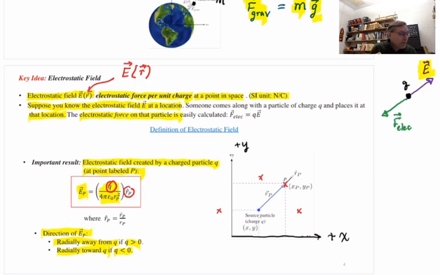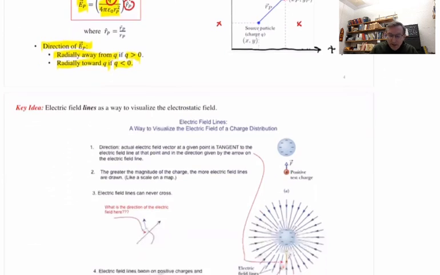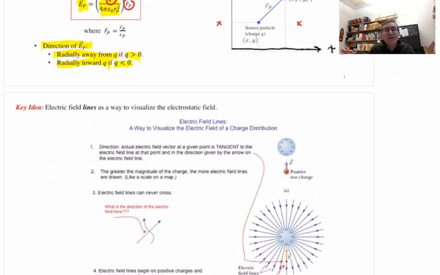So we do have, last thing I want to tell you in this lecture, we do have a way to help us visualize the electrostatic field of a certain charge configuration. And it's called electric field lines. Now these are completely human constructed, just to help us visualize the actual physical thing called the electrostatic field. So electric field lines as a way to visualize electrostatic field. Lines, a human construct to help us visualize electrostatic field.